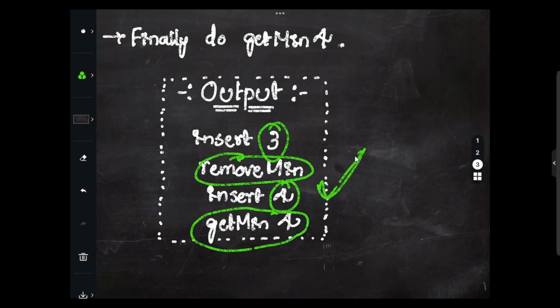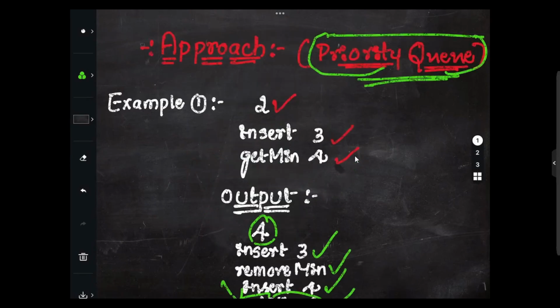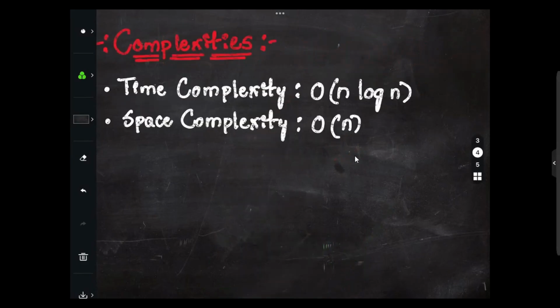So the same thing we have to articulate in the form of code. So let me come here. The output that we got here is insert 3, remove min, insert 4, and getmin of 4, which is equivalent to the output that they have mentioned for example 1 in the question. So our approach works absolutely correct in this case.